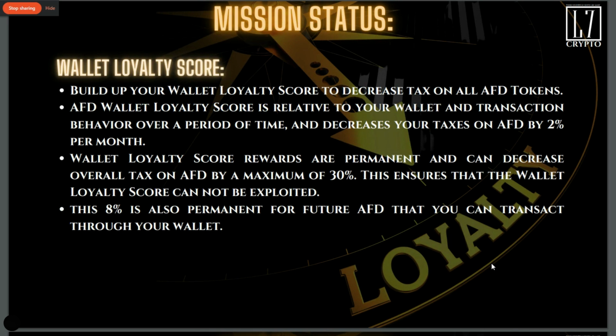That's the goal. The dog's wallet loyalty score is relative to your wallet and transactions behavior over a period of time and decreases your tax on the dogs by 2% a month. The wallet loyalty score rewards are permanent and can decrease overall tax on dogs by a maximum of 30%. This ensures that the wallet loyalty scores cannot be exploited. Tell you, our dev thinking about everything. Now, this 8% is also permanent for the future dogs that you can transact through your wallet.